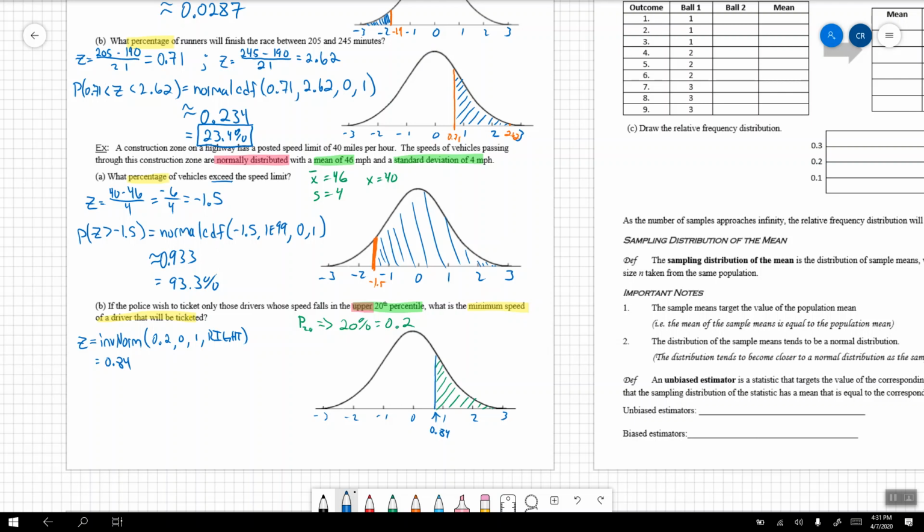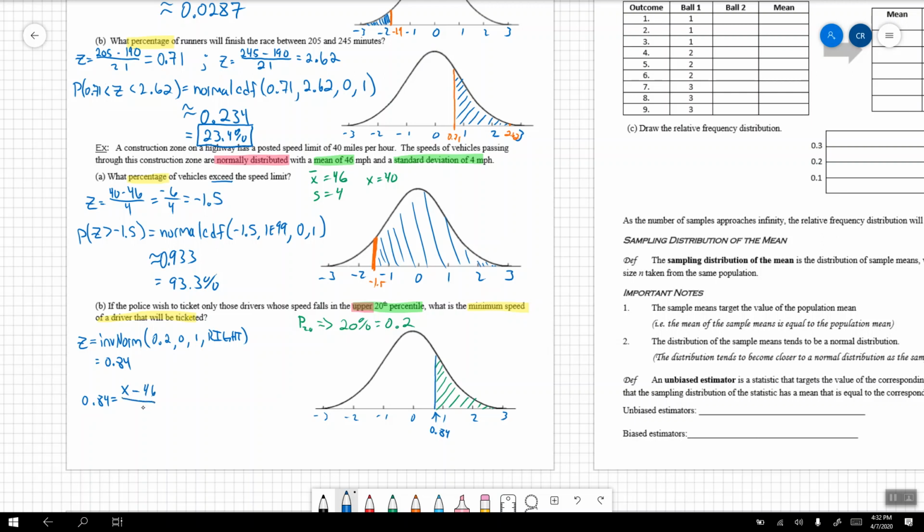Now, how is this going to help me? Well, I need to go through the process of getting the x value, in other words, that speed that I'm looking at. Because everybody up here is going to get ticketed, and I need this exact value. Now that I know the z-score, I can go through and find that x value. So the z-score was at 0.84. The x value minus the mean. Well, what was the mean that we're using here? Well, we're going to have to extract it. The mean was 46.